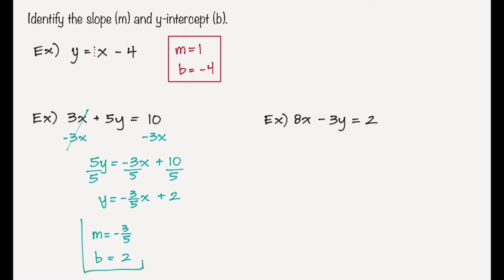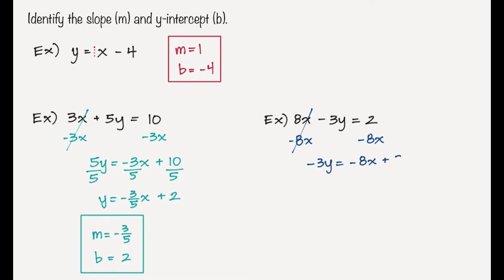Okay, let's go ahead and do this one more time. We're going to move that 8x to the opposite side. So we're going to subtract 8x on both sides. And we are left with negative 3y is equal to negative 8x plus 2. I'm going to divide everything by that negative 3. And then I'm left with y is equal to positive 8/3 x minus 2/3. And now I can see the slope is 8/3 and the y-intercept is negative 2/3.